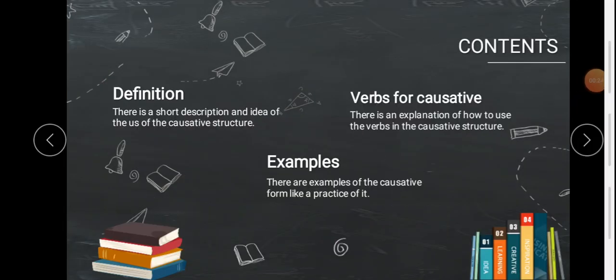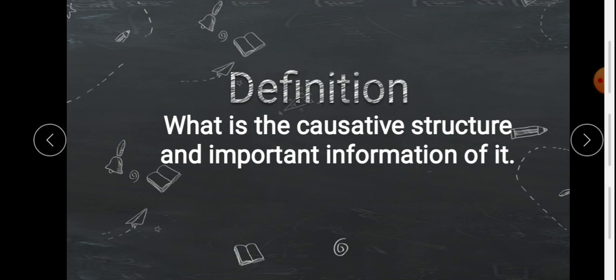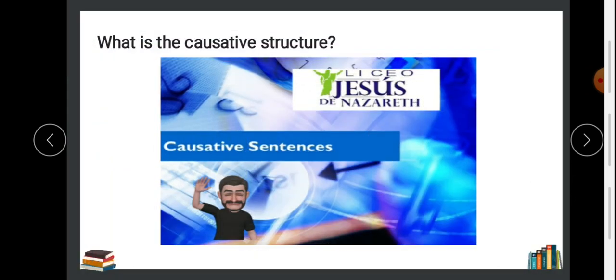Okay, ladies, we have in this class three parts: the definition of the causative structure and some examples. I am going to give you also the verbs of the causative structure that are very common to be used. Remember, when we talk about this topic, the first part, the definition. What is the causative structure? And some important information. This is what I'm going to do right now.